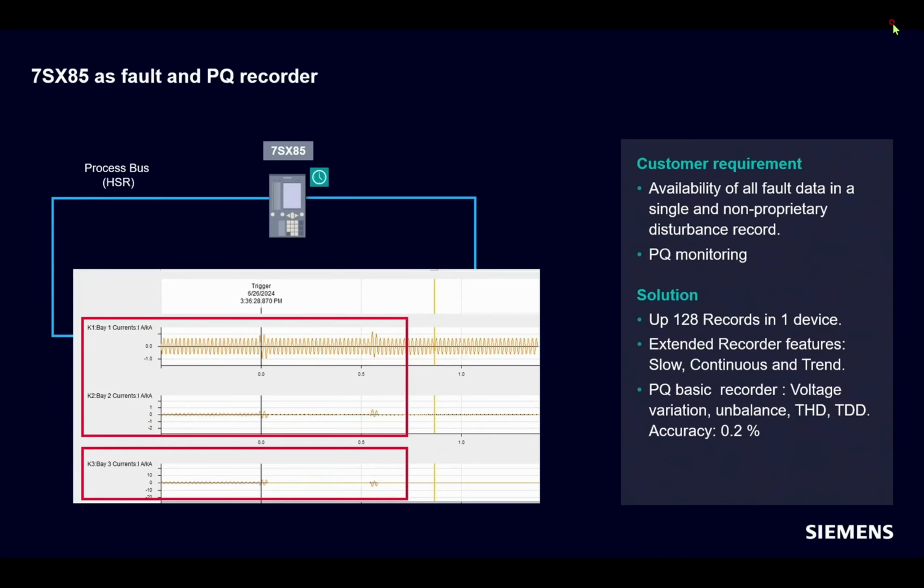One device can store up to 128 fault records. This means all the data in one place, easy to access and analyze. It also has extra recording features: slow scan recording for long events, continuous recording to see what's happening all the time, and trend recording to follow changes over time.